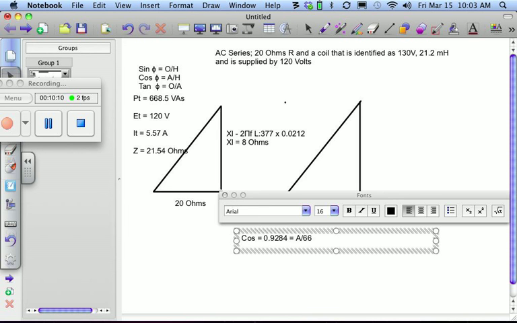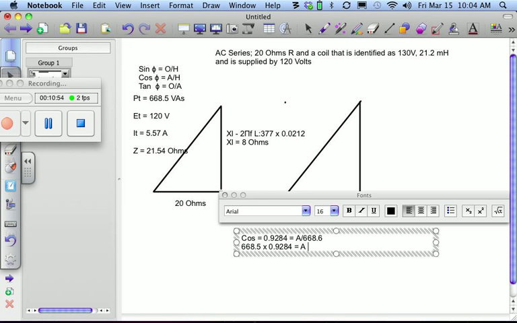668.5. So now we have three solid numbers and one variable. We have 0.9284 is equal to A over 668.6. And we can see that if we just multiply both sides by 668.6, we wind up with 668.5 times 0.9284. And that's going to be equal to our side adjacent, or our true power.